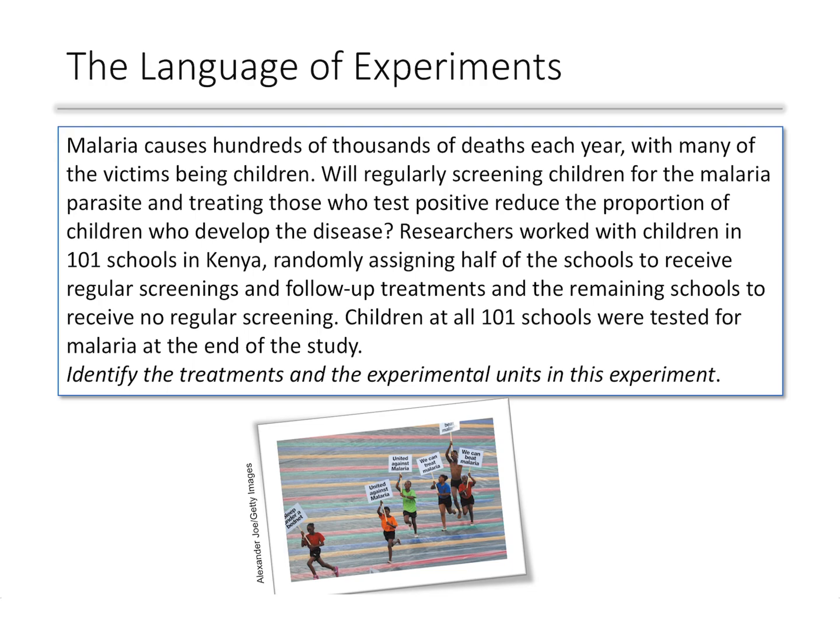So here we have: malaria causes hundreds of thousands of deaths each year, with many of the victims being children. We want to know if regularly screening children for the malaria parasite and treating those who test positive reduces the number of children who develop the disease. So the researchers worked with children in 101 schools, randomly assigning half of the schools to receive regular screenings and follow-up treatments, and the remaining schools to receive no regular screenings. The 101 schools were tested for malaria at the end of the study. We want the treatments and the experimental units.